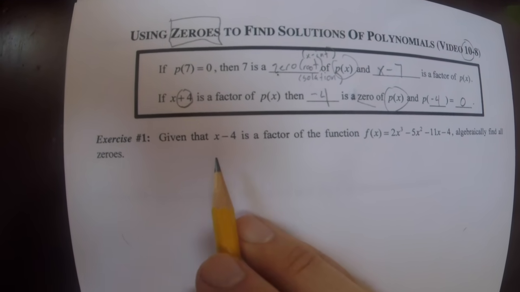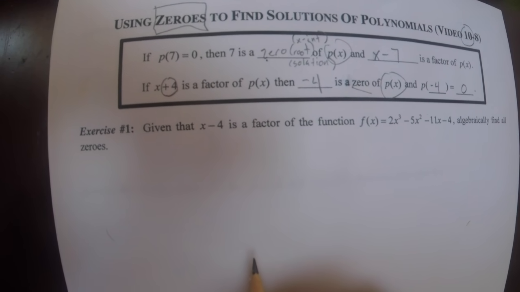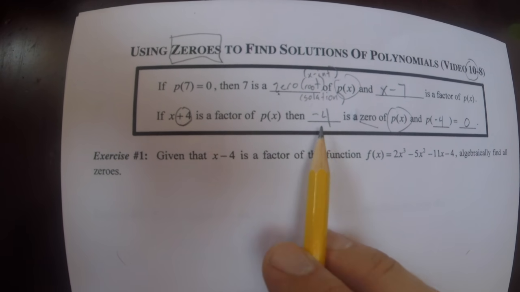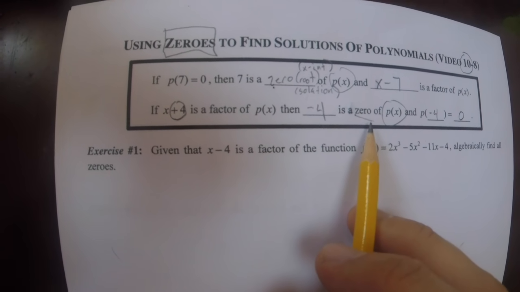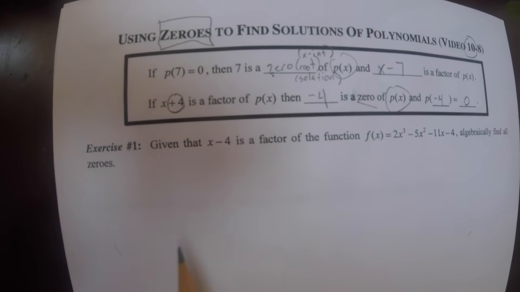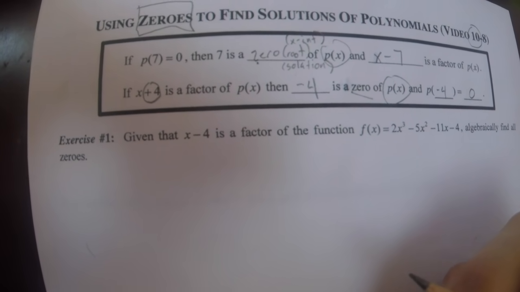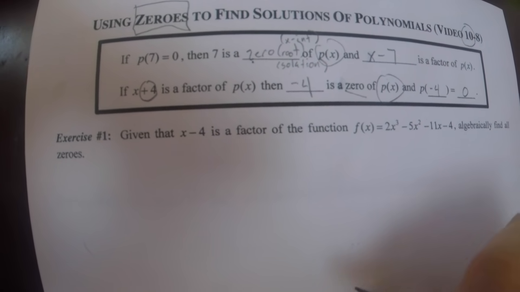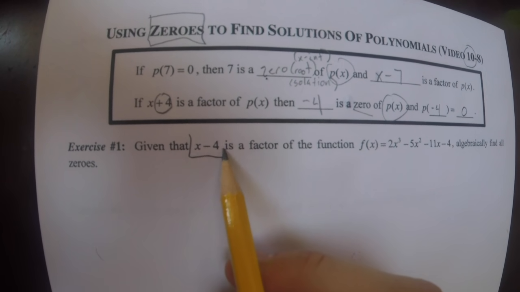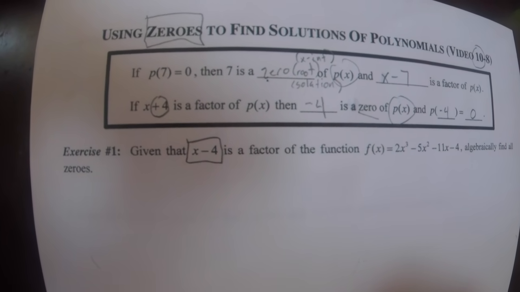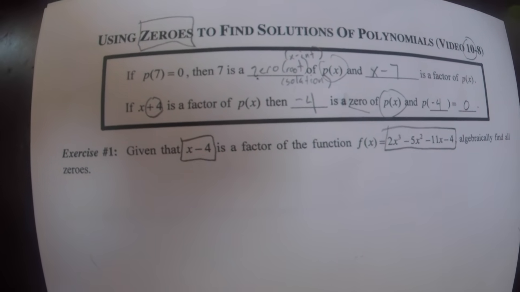Alright, just a little quiz. If x minus 4 is a factor, do I know one of the zeros right off the bat? Let me go back up here. If x plus 4 was a factor, that means negative 4 is a 0. If x minus 4 is a factor, what's definitely one of the zeros of this function over here? Definitely positive 4. Now, I want to use the information that x minus 4 is a factor of this function to find the rest of the zeros.